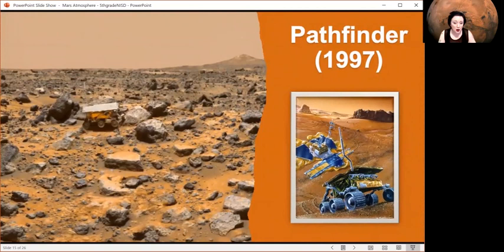So that brings us to other things that have been sent up since. Remember, Viking was there nearly 50 years ago, 45 years ago. But we've sent a whole bunch of other probes since. This was Pathfinder. Pathfinder was this lander that landed, and then it had this little rover. This is a picture that was taken of the rover from the lander, and the rover is called Sojourner.